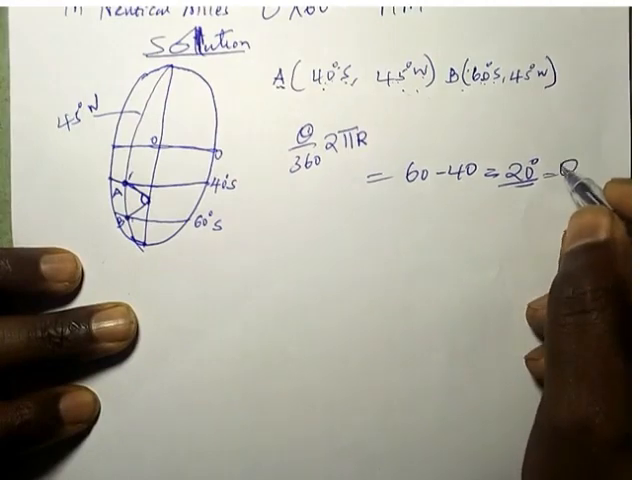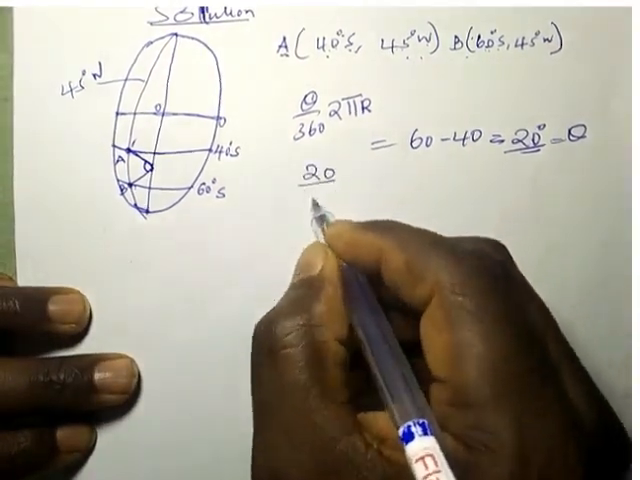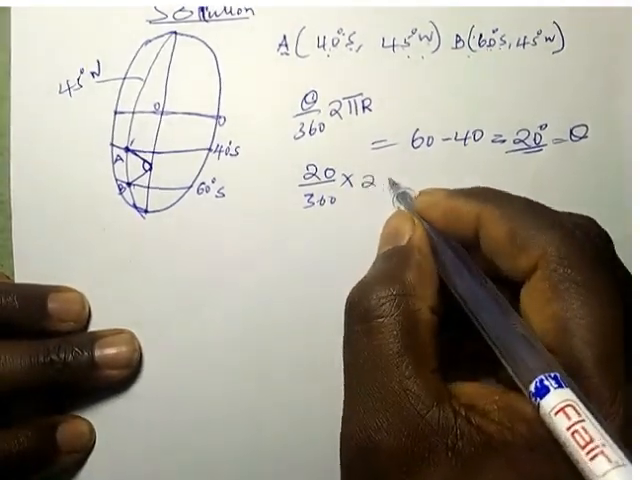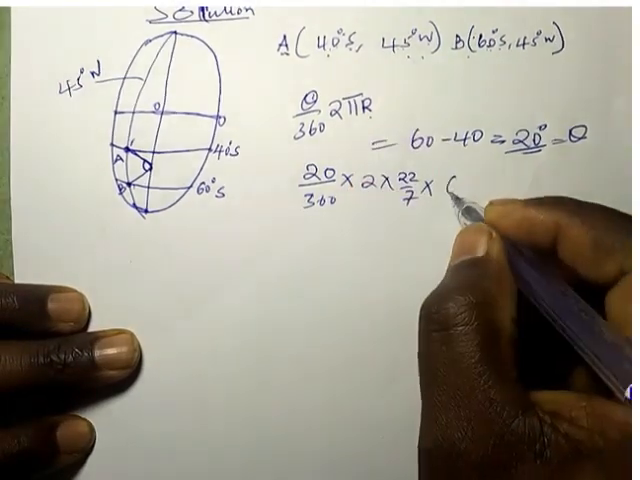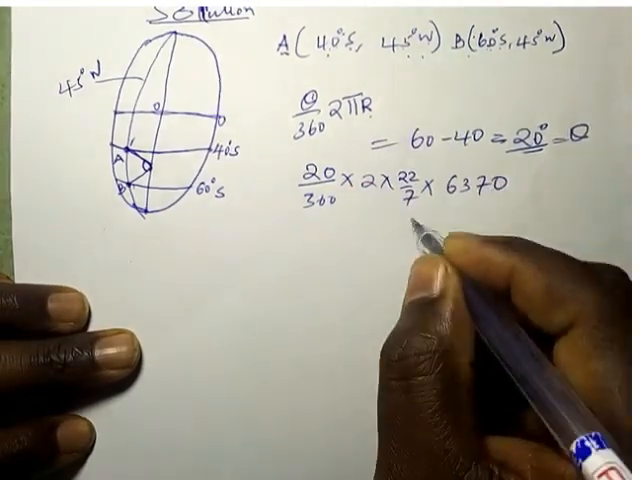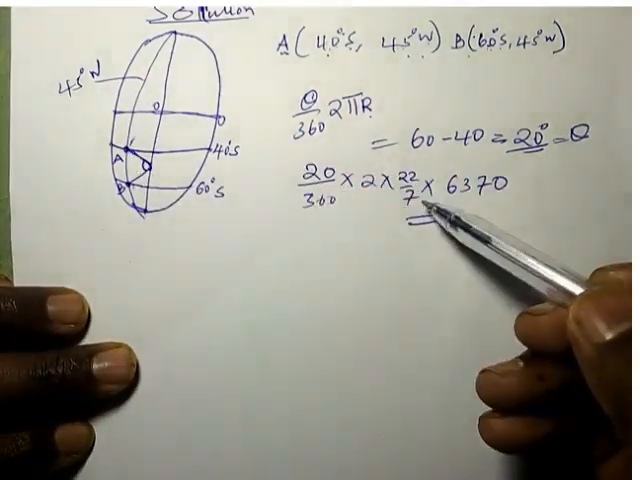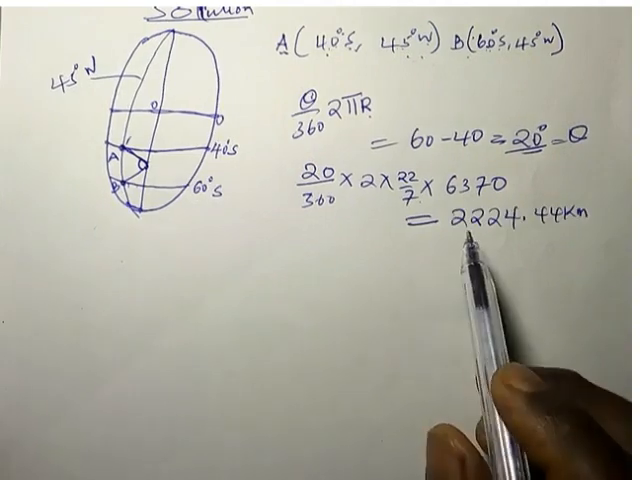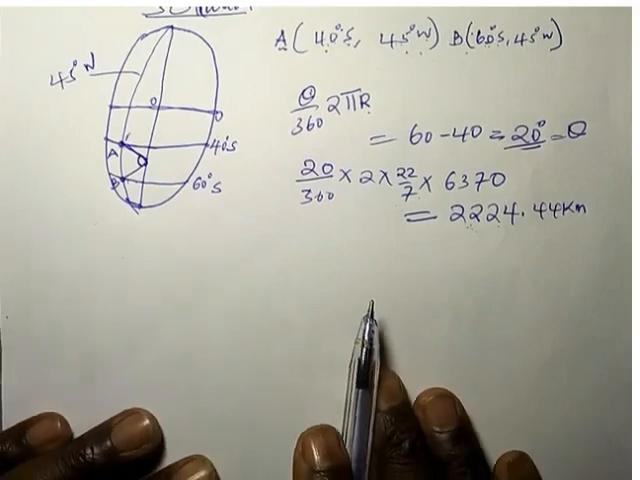So theta is 20. So you put 20 over 360 times 2 times 22 over 7 times the radius 6370, and that gives us the length AB, the arc length, which is 22.4 kilometers. Now this is in kilometers.